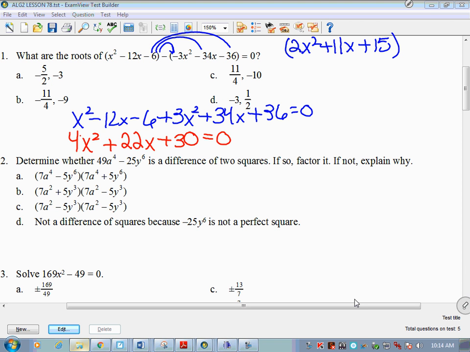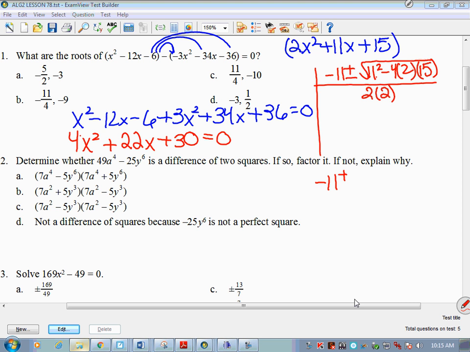Did I say something wrong? No. Okay. That's what you want to do here? Okay, that's fine. Let's see. So help me set that up then, Emily. What would you write? Negative 11 plus or minus? Two times 2. Okay. So a couple of things we can simplify. We know that we're going to get negative 11 plus or minus something over 4.